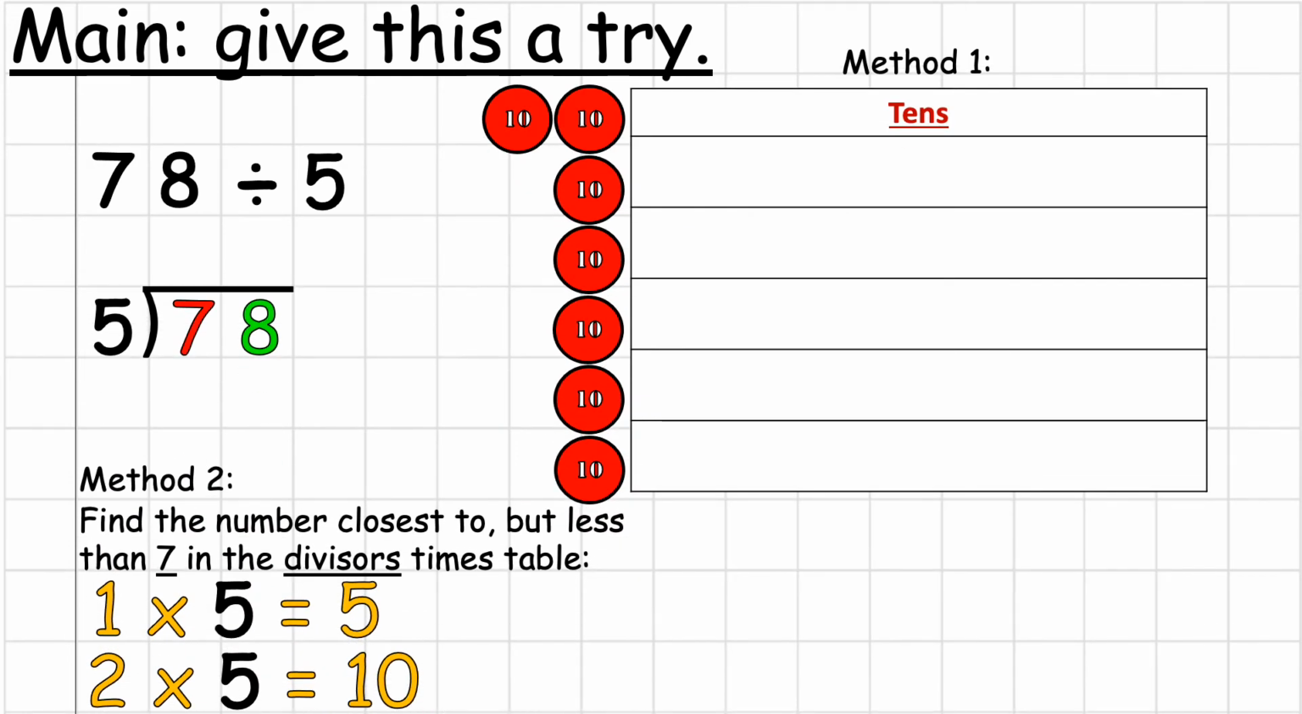Well, here is how to start. We've got a bus stop method. You've got method 1, which is your 7 10s and 5 10s column to split between. You've got method 2. I've given you the first 2 numbers in the 5 times table, the divisor's times table. You're going to have to find a number closest to but less than 7, and then take 7 away from that answer to give the number. You're going to have to regroup. So hit pause and then give this a try.